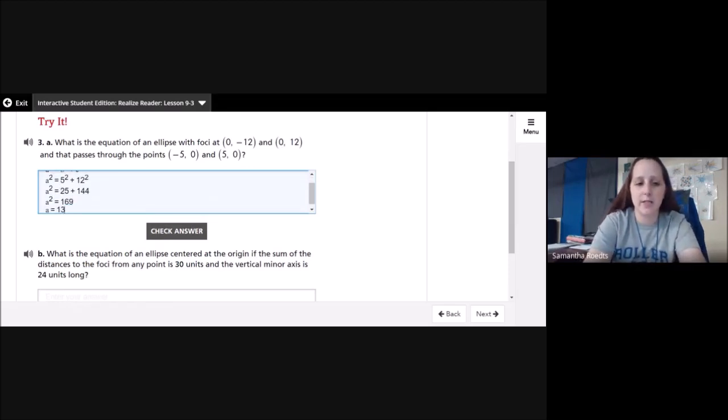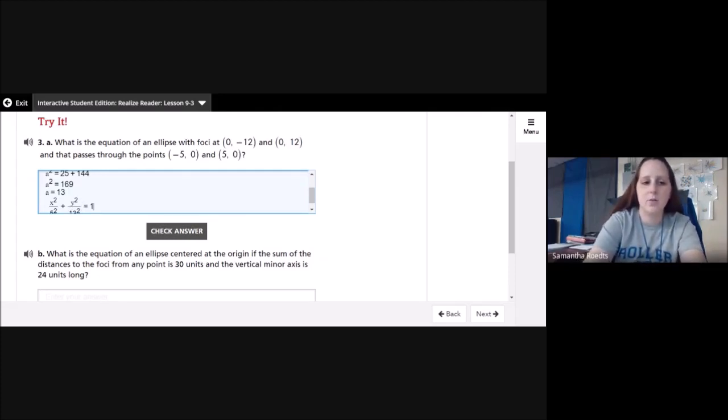So a equals 13. So that tells me that x squared divided by 5 squared plus y squared divided by 13 squared equals 1, which is really like saying x squared over 25 plus y squared over 169 equals 1.